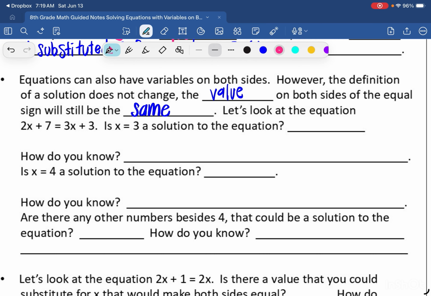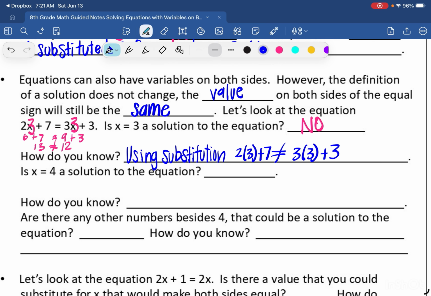So if I substitute in 3 for x, is the equation still balanced? So 2 times 3 is 6 plus 7, and then I have 3 times 3 is 9 plus 3. So 6 plus 7 is 13, and does that equal 12? No. Is x equal 3 a solution to the equation? No. How do you know? Well, using substitution.